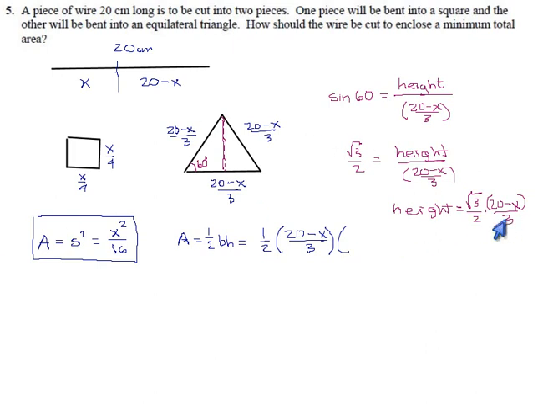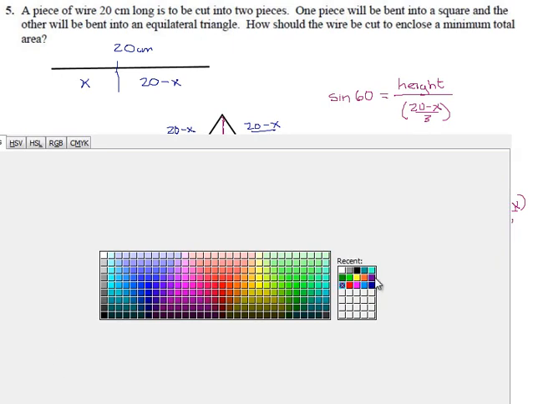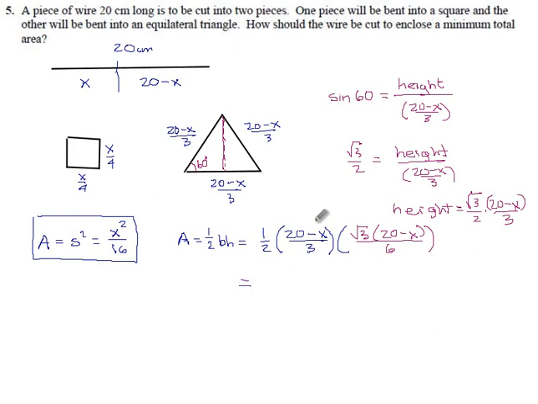When I write that in here, I'm going to multiply the 2 and the 3 together. You're going to see a 6 in the denominator. Other than that, I won't change anything: root 3, 20 minus x, all over 6. Okay, so the triangle is 1/2 base times the height, just found it. If we clean that up, in the numerator we have root 3 and then 20 minus x twice, and in the denominator 2 times 3 is 6, times 6 again is 36. So that, I believe, is the complete area for the triangle.